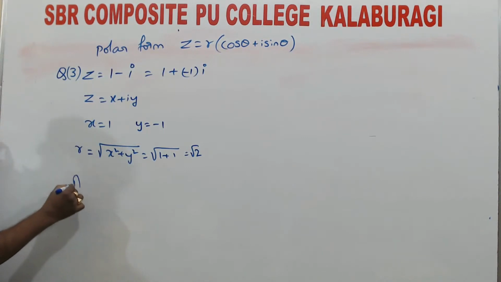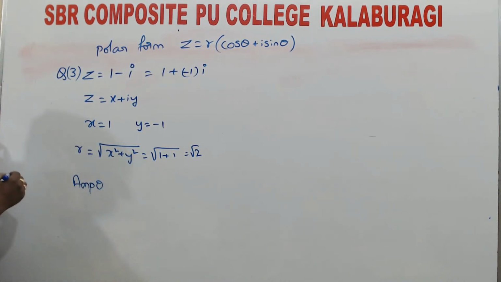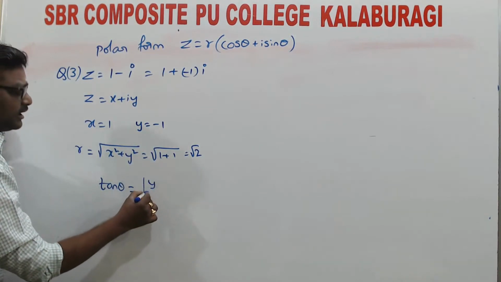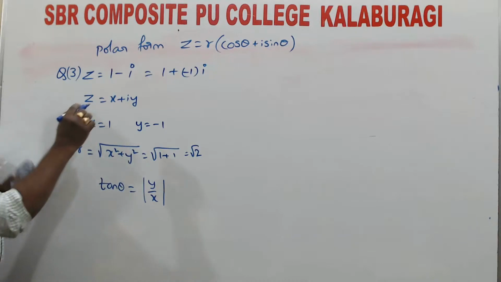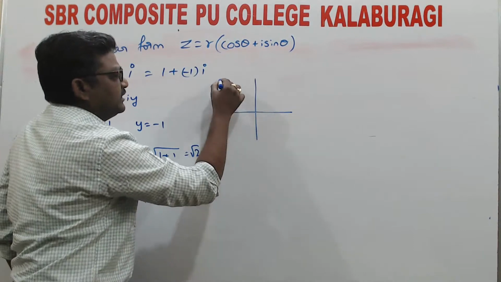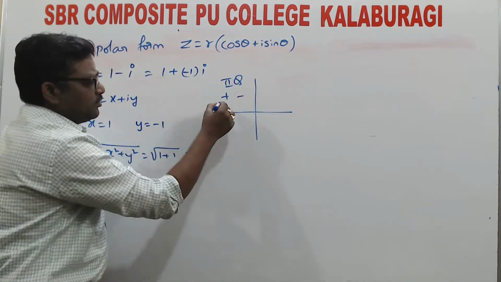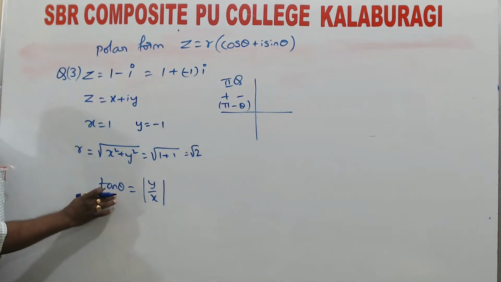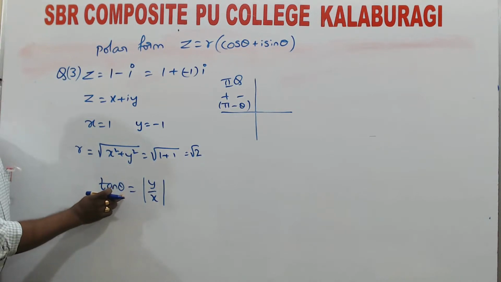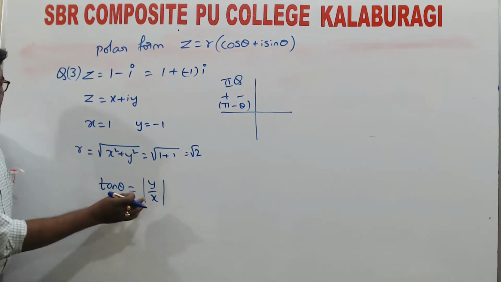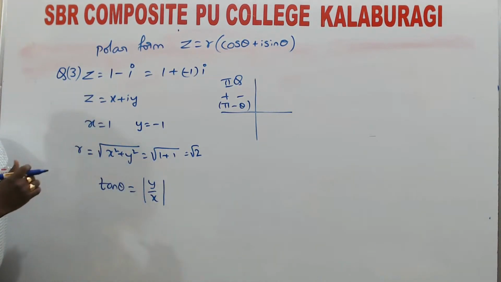When it comes to the amplitude theta, to find it out, first we will convert. We have the derived formula tan theta equals modulus of y divided by x. The angle we have is plus minus, so it is the second quadrant. Second quadrant means the argument is pi minus theta. But first of all, we will find theta. Therefore, tan theta equals modulus of y divided by x. First we convert it into the form of 0 to 90.